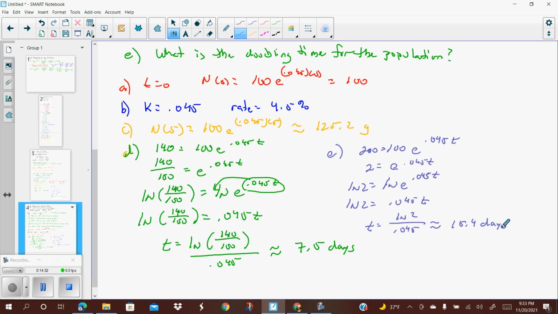days. You write that 15 a little bit better. My 5s look horrible on here, and I apologize. They look bad as it is, but it's even worse when this thing kind of drags when I'm writing. So 15.4 days.